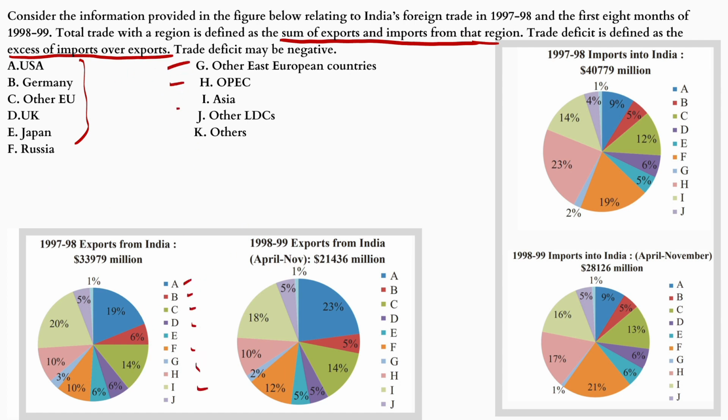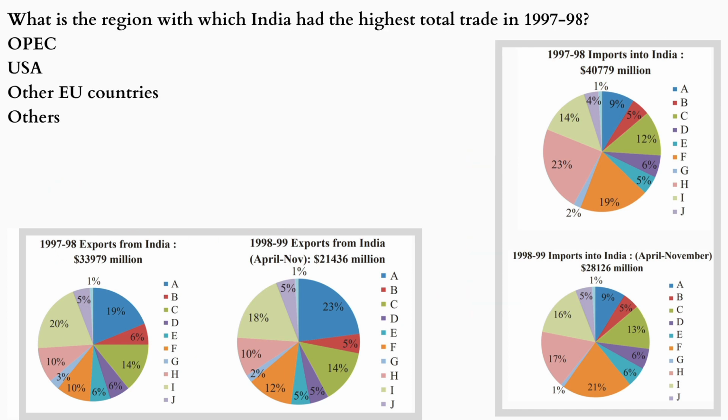Like here, see. So 97 to 98, the imports into India. These two pie charts represent the imports of 97 to 98 and that of 98 to 99, and these two pie charts represent the exports from India for the years 97 to 98 and 98 to 99. So these two are for imports and these two are for exports. So what is our first question?